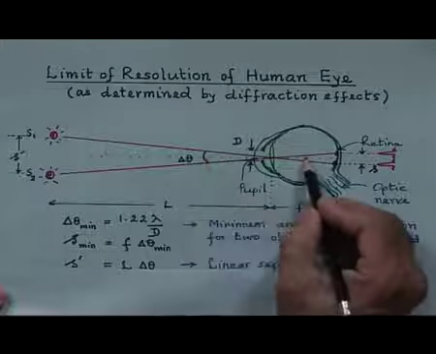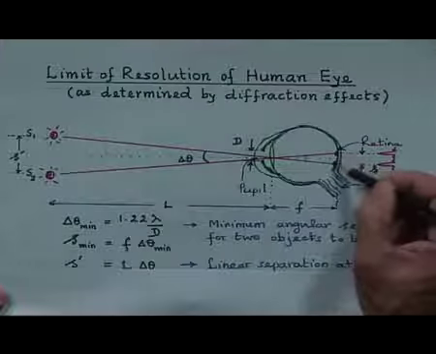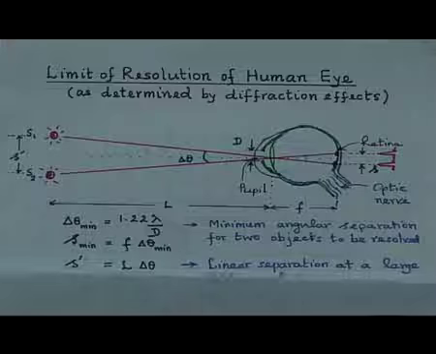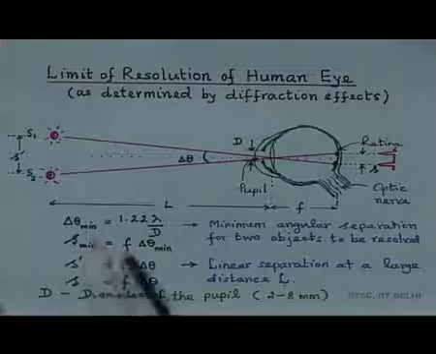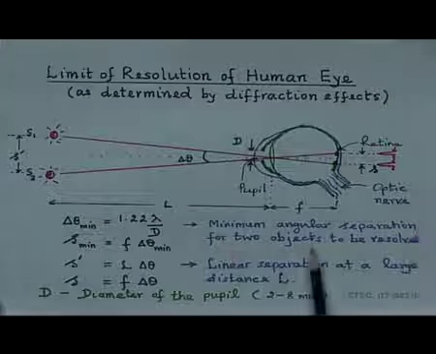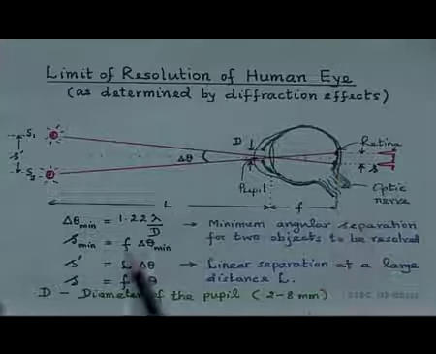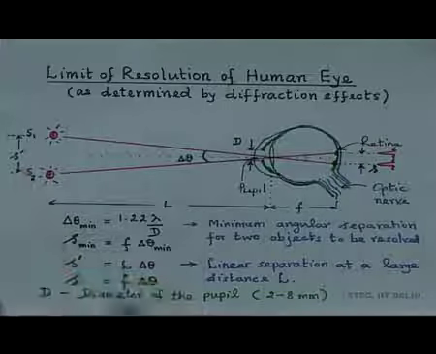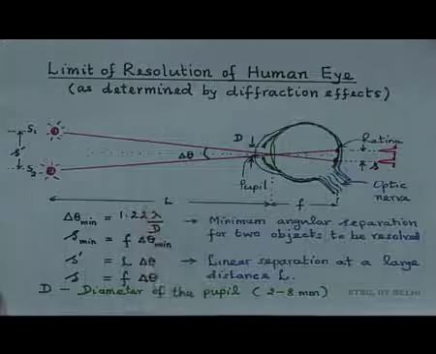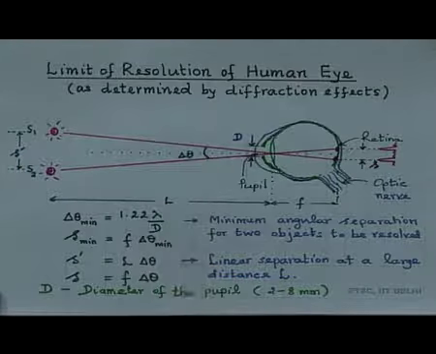So, delta theta is the same as delta theta here. f into delta theta gives us the separation on the retina, L into delta theta gives us the separation S dash. Please see here, delta theta minimum is equal to 1.22 lambda by d, the minimum angular separation for two objects to be just resolved, and S minimum here will be f times delta theta minimum. S dash is equal to L times delta theta, that is the linear separation at a large distance L, and S dash minimum will be equal to L times delta theta minimum.